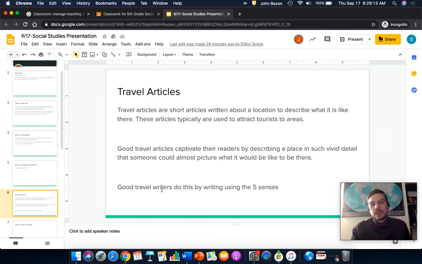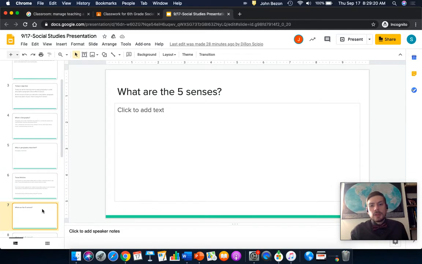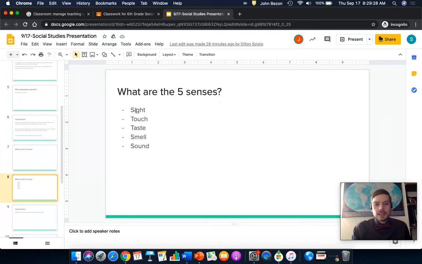And the best travel writers do this by writing using the 5 senses. So what are the 5 senses? We have smell, taste, touch, sight, and hearing. Those are your 5 senses. So make sure you know that. They're right here: sight, touch, taste, smell, sound. Those are all the 5 senses.